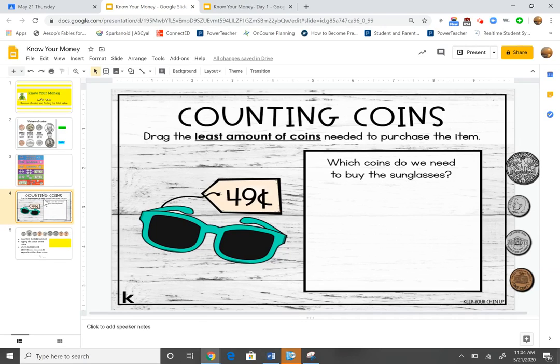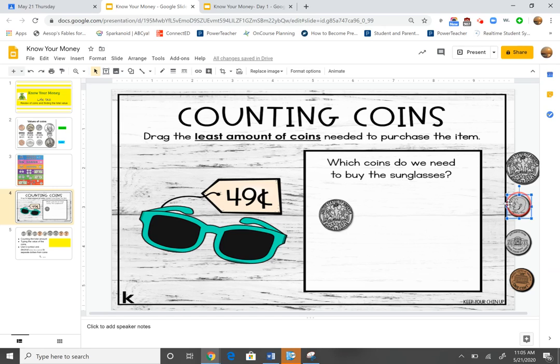Okay, so we're going to be counting coins, and when you figure out how much the sunglasses are, which are 49 cents, you're going to use your largest coins. So I'm going to start with my 25, and watch as I count on. I'm not going to sit here and count by ones. That just seems like it's going to take a long time. So I'm going to use my next largest.